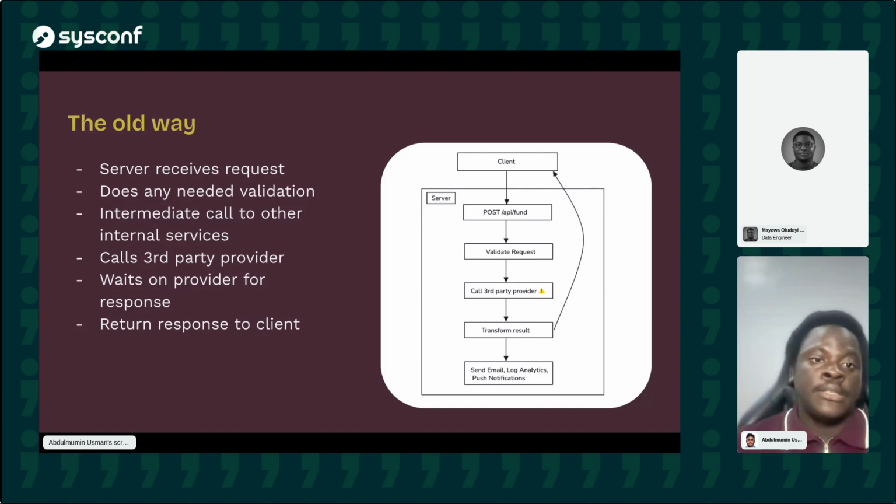Then it calls the third party provider, then waits on the provider for a response before returning that response to the client. You can see it's a chain of action from validation to calling the third party to maybe transforming your results before you then return it to the client.